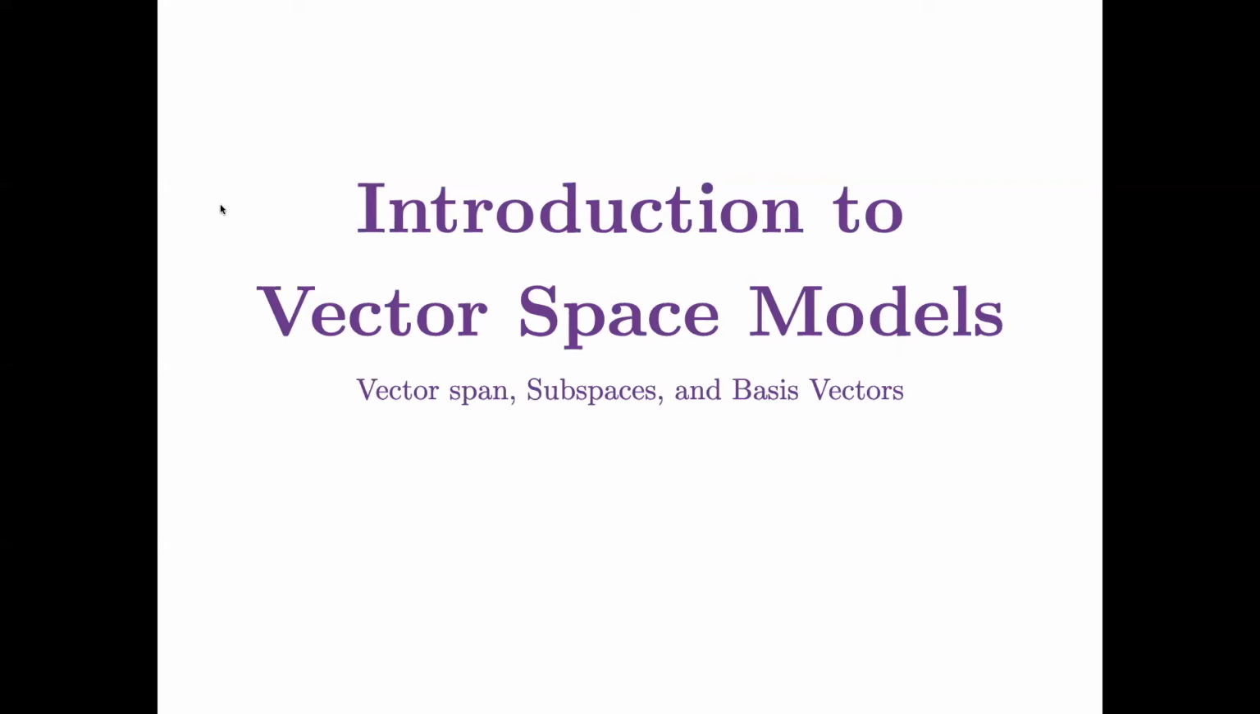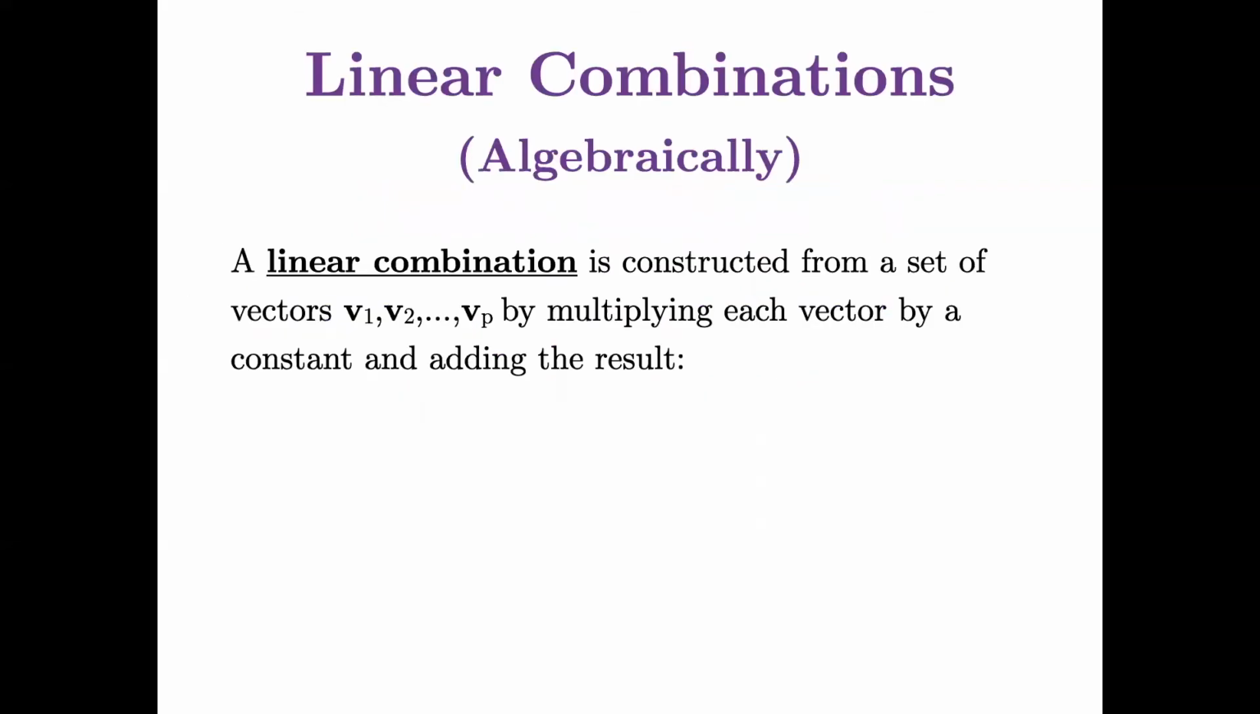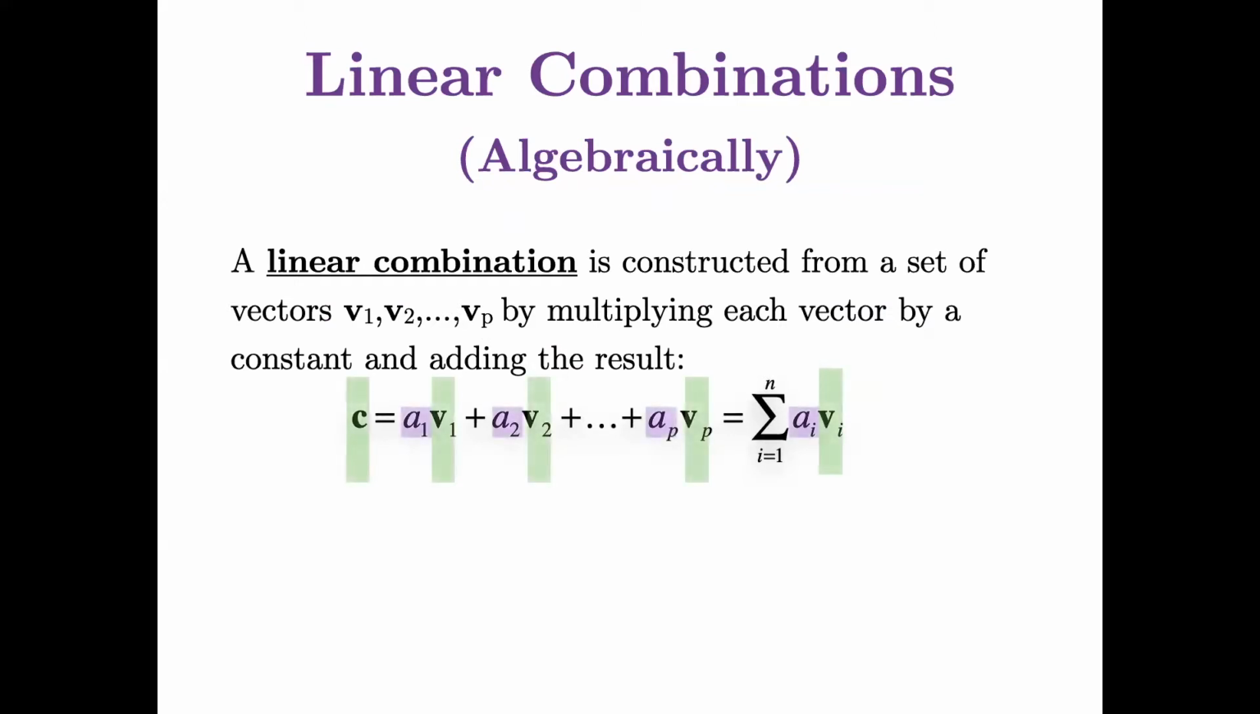This is a review from the primer material. And that's a linear combination. A linear combination is just a weighted sum. We have some vectors, v1 through vp. We multiply each vector by a constant and add the result. So I can here use green rectangles to show vectors. These little purple squares are constants. And so I just have a weighted sum of the vectors vi, written as the sum notation here.